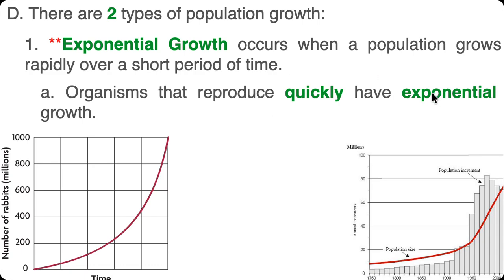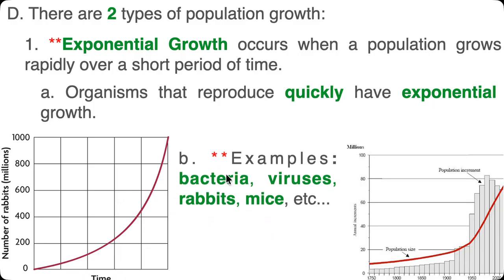Organisms that reproduce quickly tend to have exponential growth. Humans, we do not reproduce quickly, but in this portion of the graph, we have exponential growth. Good examples: bacteria, viruses, mice, and rabbits. These are all great examples of organisms that reproduce quickly and have exponential growth.